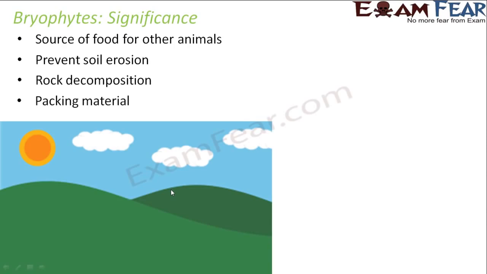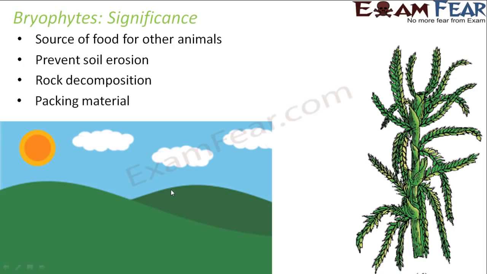Those packing materials are nothing but dried mosses. One example of a moss which acts as a very good packing material is sphagnum. It is often seen in the packing of bulbs, crockery items, etc. So these are some of the important uses of bryophytes, because of which we are giving special attention to them and we are studying about bryophytes.